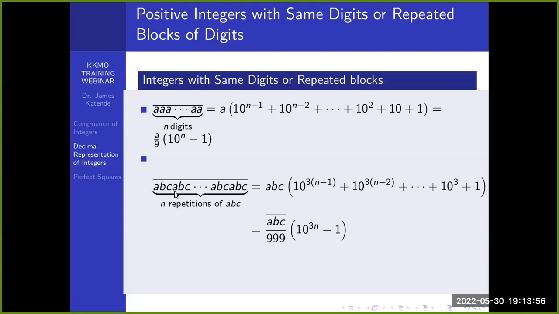So it's a similar situation we have here. We keep repeating the same block. This is the block ABC, and again ABC, up to the number of times you want to repeat that. So in this case, we assume the number of repetitions will be n. And then if you look at this carefully, it's possible to write this as ABC.